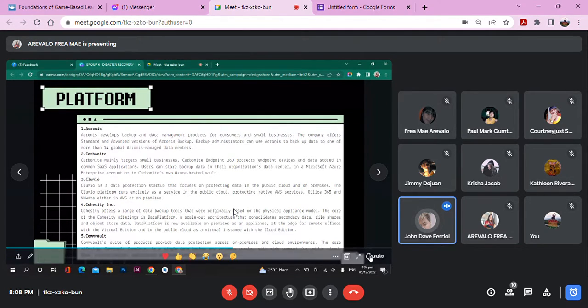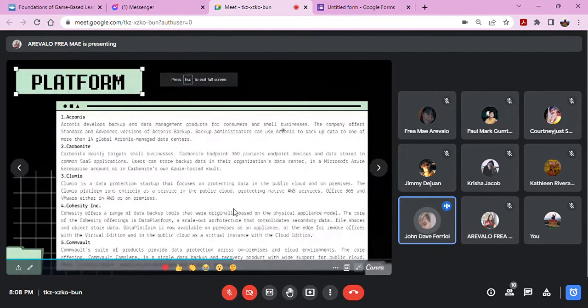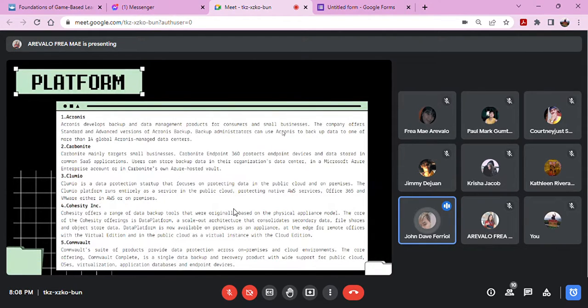Number 4, Cohesity Inc. Cohesity offers a range of data backup tools that were originally based on the physical appliance model. The core of the Cohesity offerings is DataPlatform, a scale-out architecture that consolidates secondary data, file shares, and object store data. DataPlatform is now available on premises as an appliance, at the edge for remote offices with the virtual edition, and in the public cloud as a virtual instance with the cloud edition.